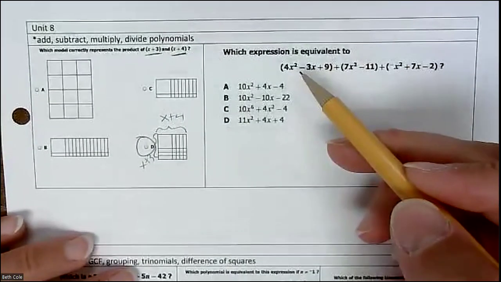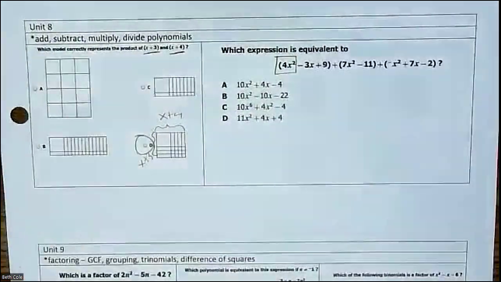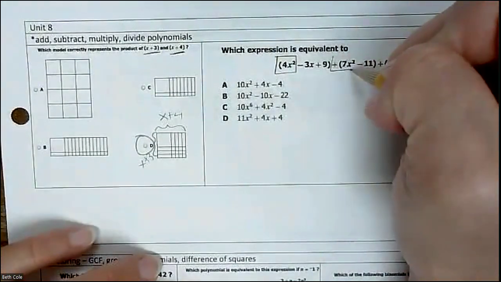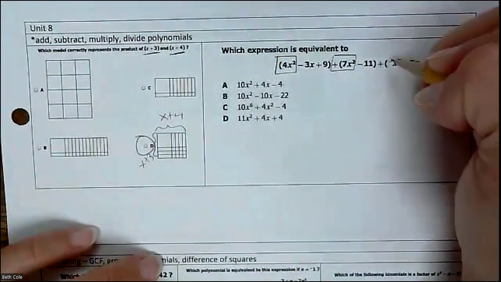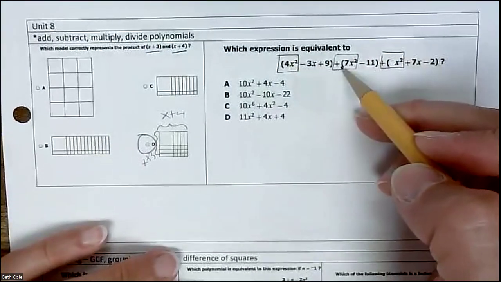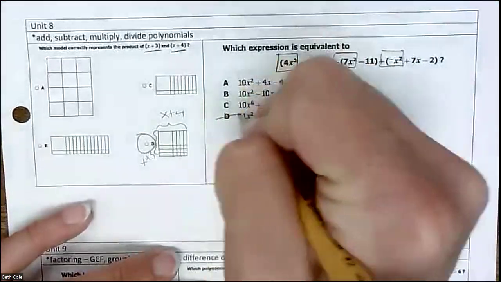All right, here, you're gonna do all your like terms. Do you see something that matches with a 4x squared? Good. And then I think there's one more as well. Do you guys see? Minus 1x squared. So let's do that together. 4 plus 7 is 11. Minus 1, 10. So 10x squared. So you can get rid of D.